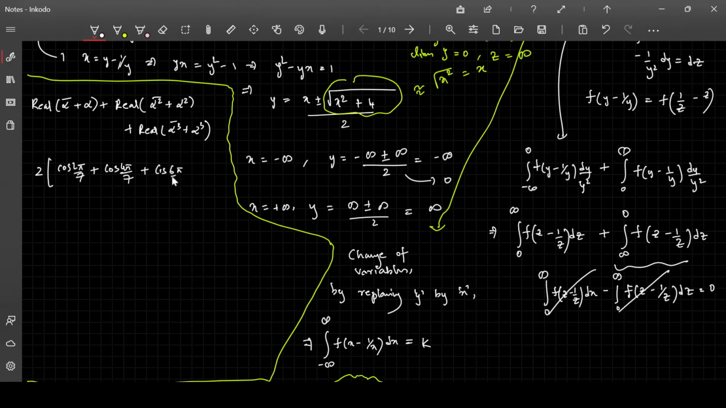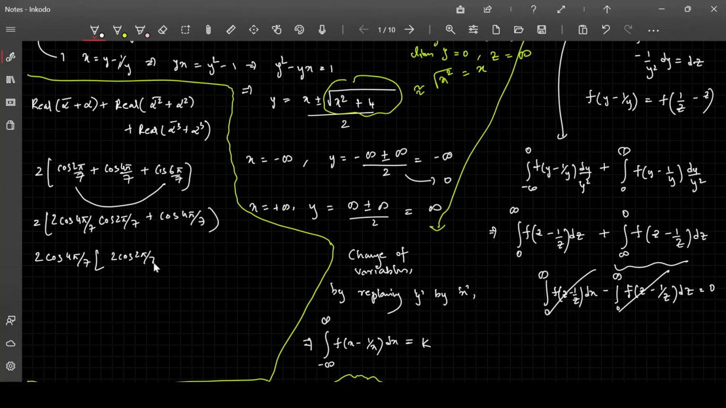Many people have many ways to solve this part. We shall look at it in a different way. You can just add these two, so we get 2 cos 4π/7 and cos 2π/7 plus cos 4π/7. We can take cos 4π/7 outside of the bracket. So this becomes 2 cos 4π/7 into (2 cos 2π/7 plus 1).